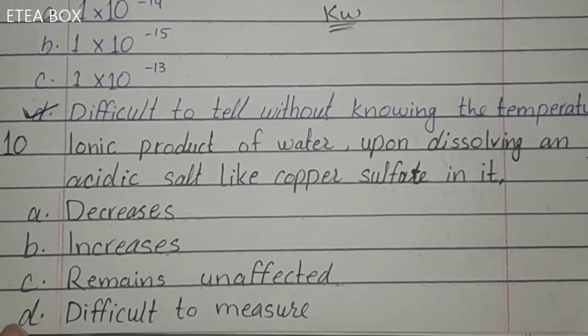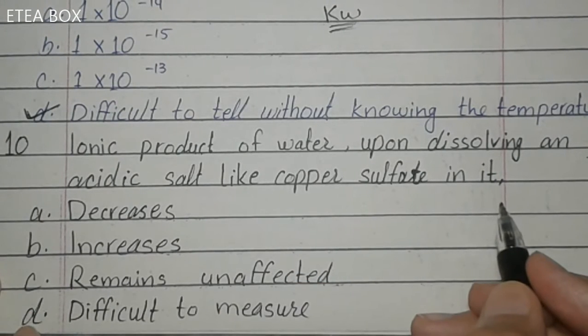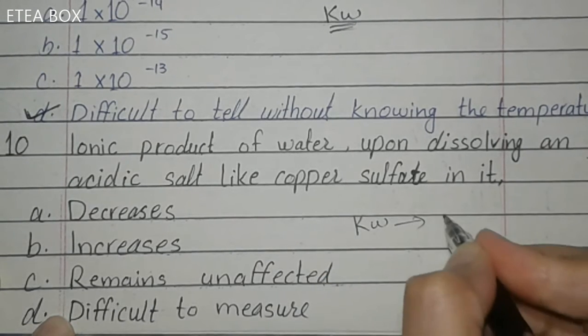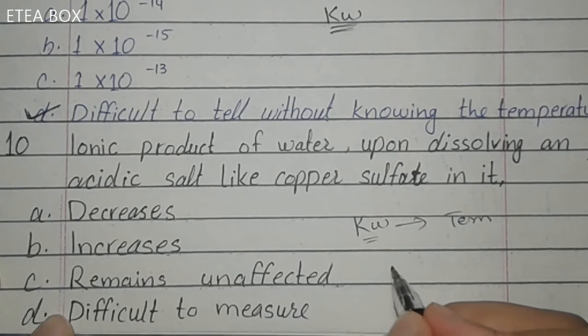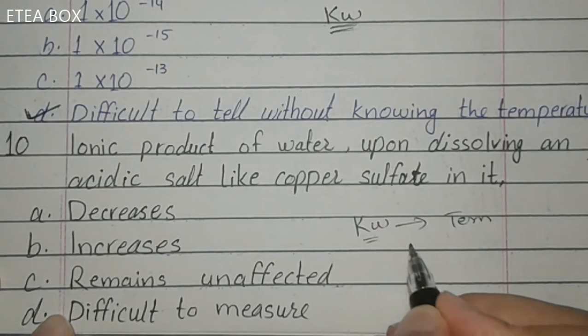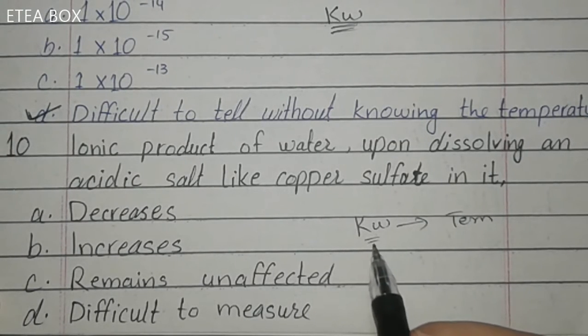Now look at the 10th. Ionic product of water upon dissolving an acidic salt like copper sulfate is... I told you that Kw only depends upon temperature. It's like Kc. We know that Kc only changes with temperature. Like here in case of water, Kw only changes with temperature. So acid or base will not affect its value. It will remain unaffected.